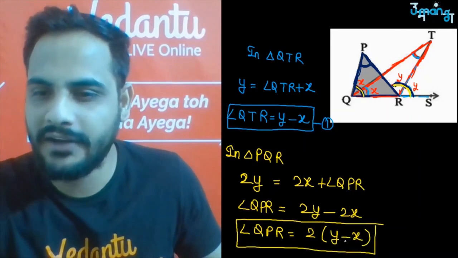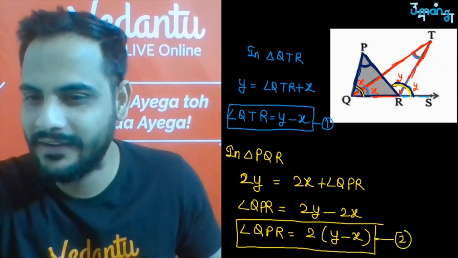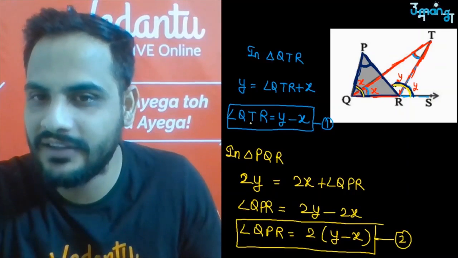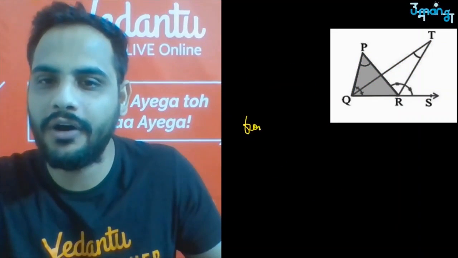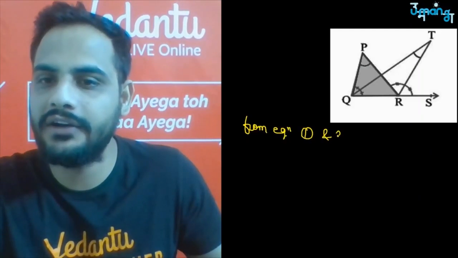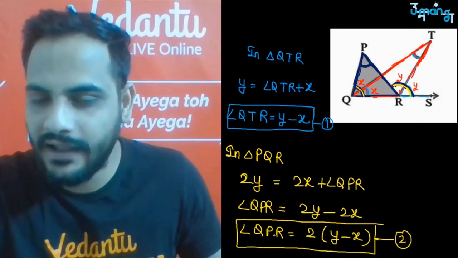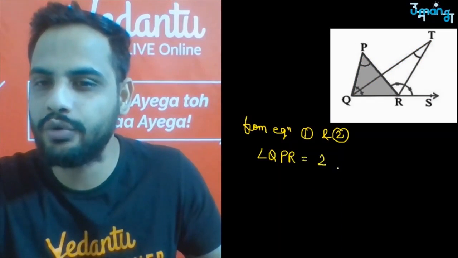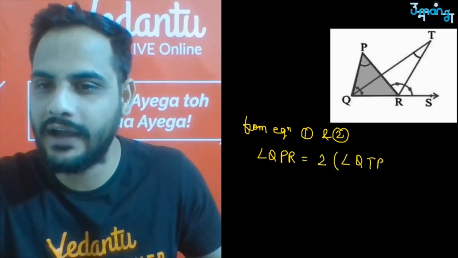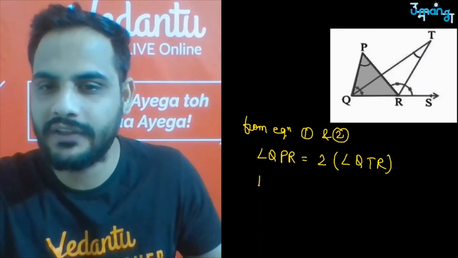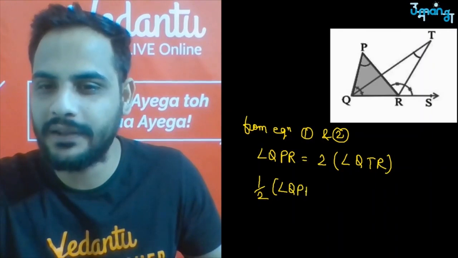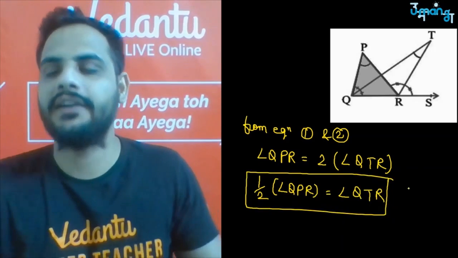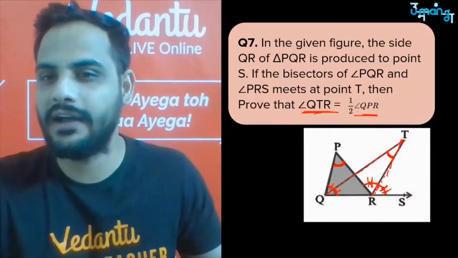Now look, y minus x I have seen somewhere. Where? You have seen y minus x in equation 1. So from equation 1 I know y minus x is equal to angle QTR. So from equation 1 and 2, angle QPR is 2 times angle QTR. So if I shift 2 over there, half times angle QPR is equal to angle QTR. That is what you wanted to prove, that angle QTR is equal to half of QPR.